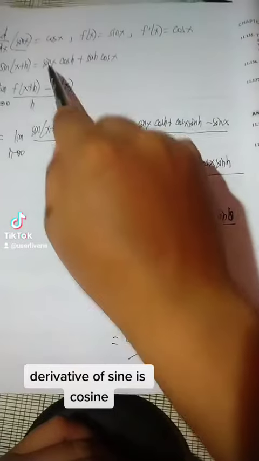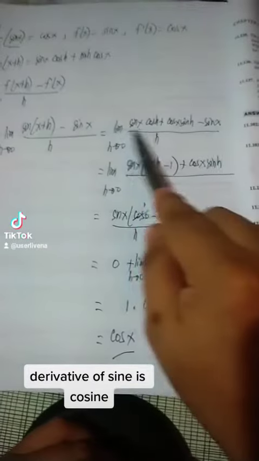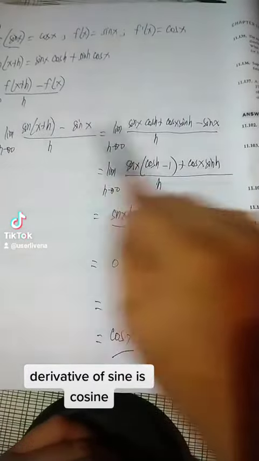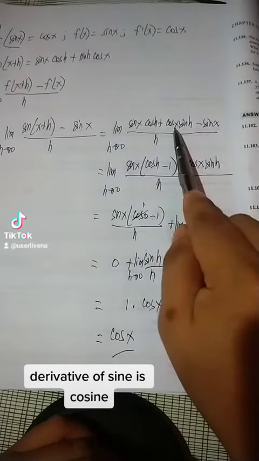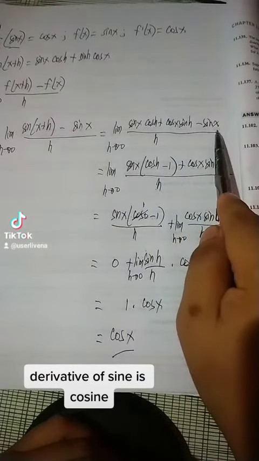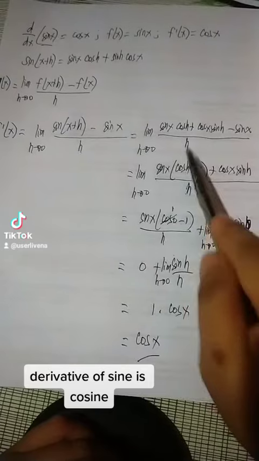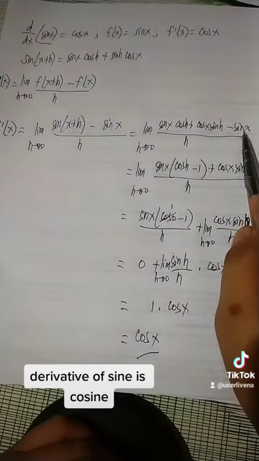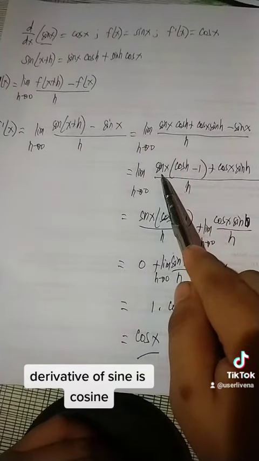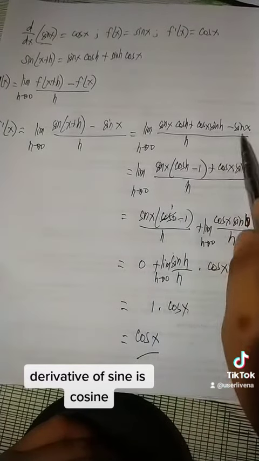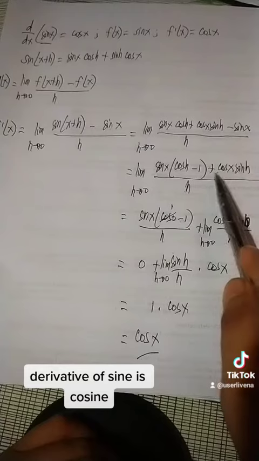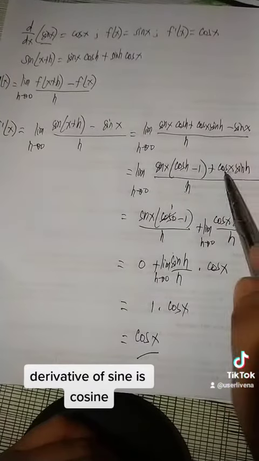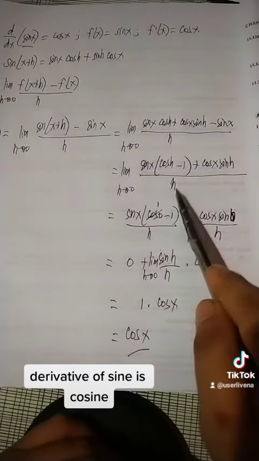Then by having this identity, this is equivalent to sine x cos h plus cos x sin h minus sine x, all over h. And by factoring out sine x, from this one and this one, what remains is we've got sine x times cos h minus 1, plus, this is what's left, cosine x sin h, all over h.